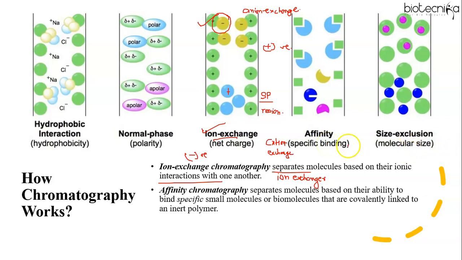Then affinity chromatography. Affinity chromatography separates molecules based on their ability to bind specific small molecules or biomolecules that are covalently bound to an inert polymer. For example, it separates proteins on the basis of interaction between a protein and a specific ligand. Binding of a protein to a specific ligand attached to a matrix is reversed either by competition or by decreasing the affinity with pH and/or ionic strength.